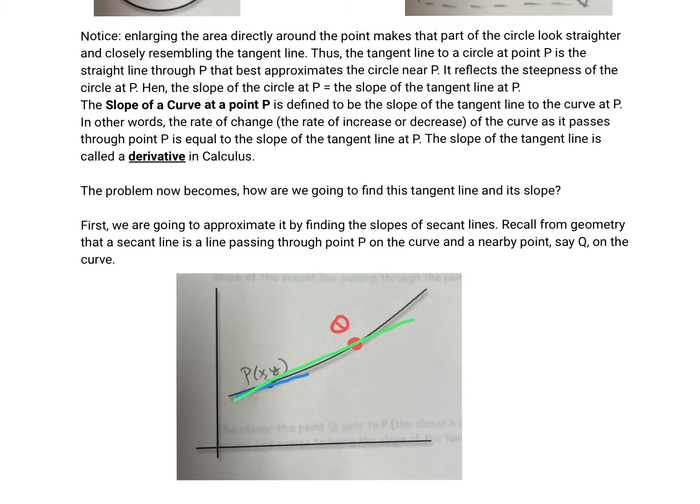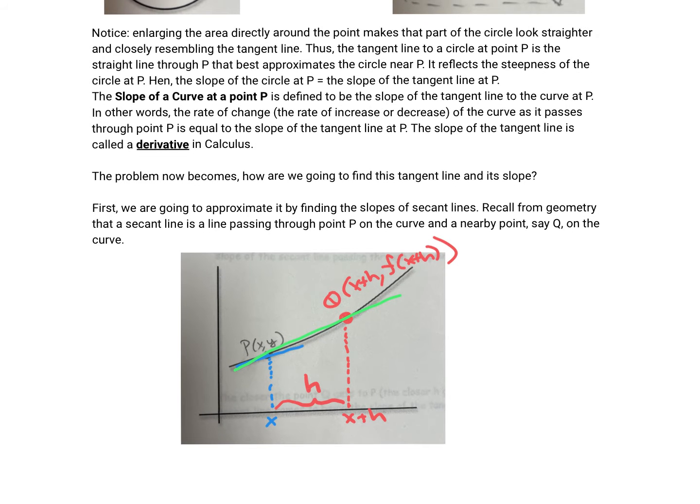Let's give Q some coordinates. So we just said P is x, y. Well, Q, let's label Q x plus h, comma, and we plug it back in to the function. It'll be f of x plus h. So why am I labeling it that? Well, let's call the distance between point P and Q h, the horizontal distance. So that's how I got the x coordinate of Q to be x plus h. And you're going to see why we're doing that for now.